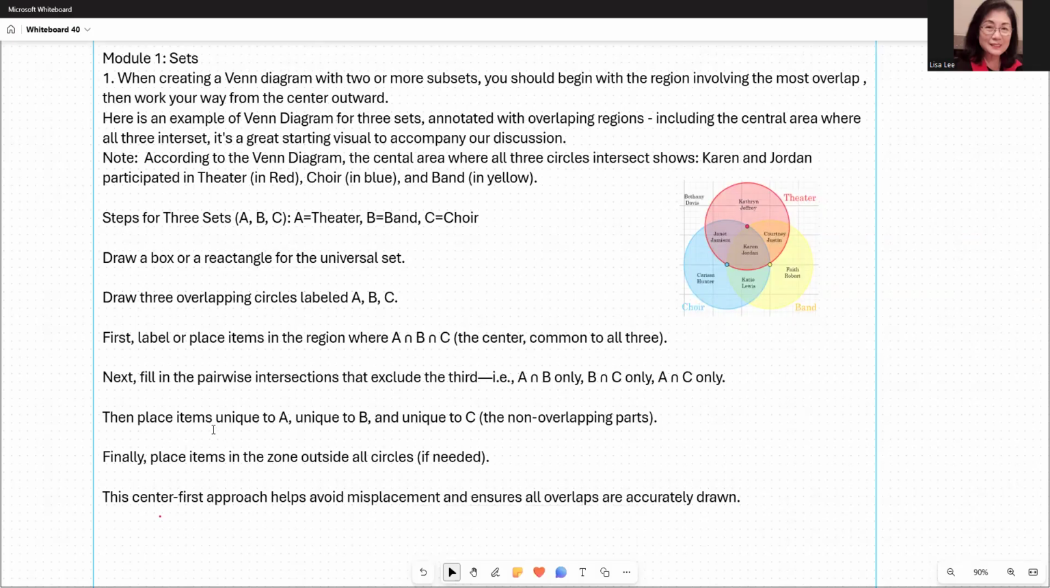Then place items unique to A, unique to B, and unique to C, the non-overlapping parts. Finally, place items in the zone outside all the circles if needed. This center-first approach helps avoid misplacement and ensures all overlaps are accurately drawn.